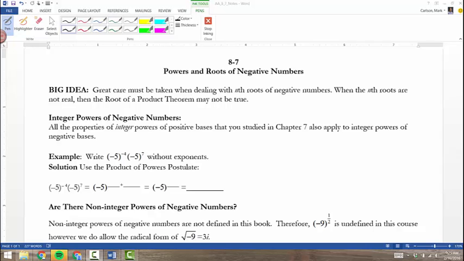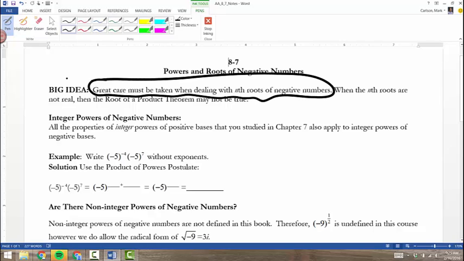And the reason for that is really the big idea for this section, and that is that when we're dealing with negative numbers, we need to be very careful how we're doing that. So great care must be taken when dealing with nth roots of negative numbers. Okay? When the nth roots are not real, then the root of the product there may not be true. So that's what we want to think about as we're going through 8.7. Today, as I'm going through the notes for 8.7, we want to really think about what's defined and what's not defined and how we apply those rules.